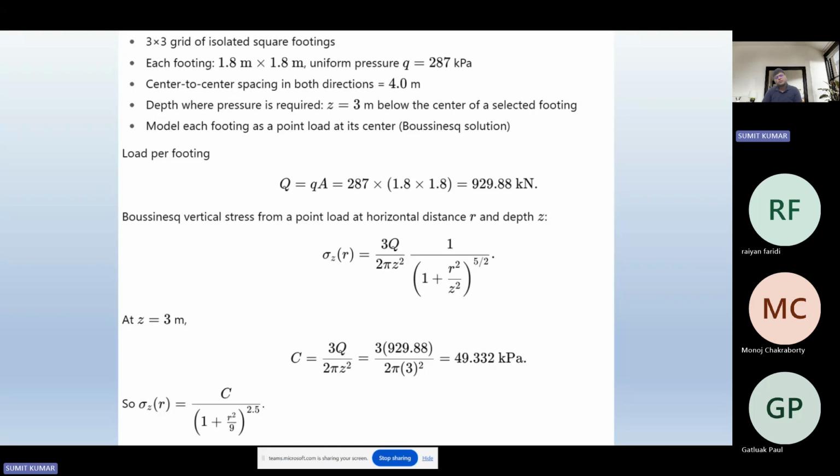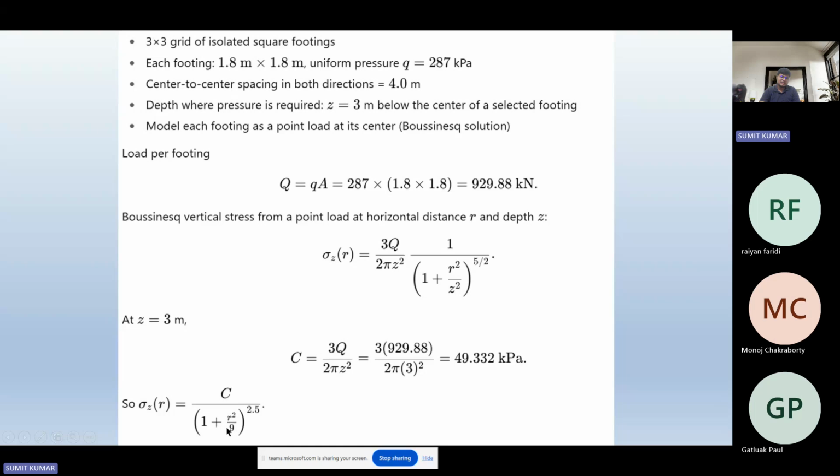Now we know the Boussinesq equation as sigma z at any depth or at any distance is 3q by 2 pi z square into 1 by 1 plus r square by z square whole power 5 by 2. Now at z equal to 3, for the centermost part only, it comes to be 49.332 kPa. Now sigma z could be written as c by 1 plus r square.